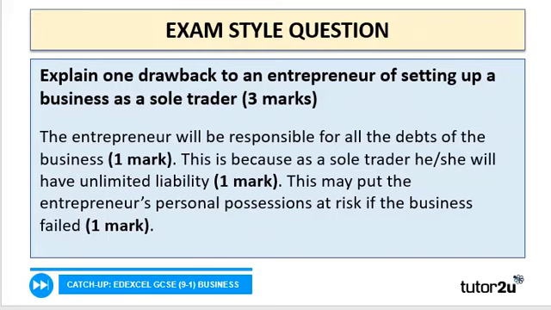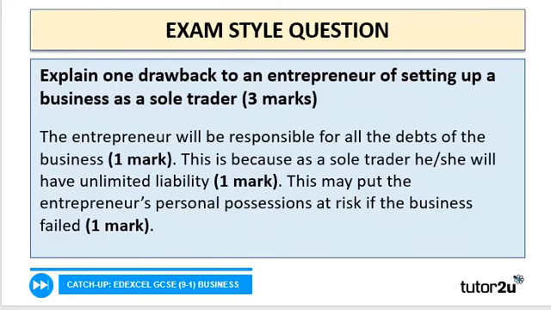Now, you could have turned that around and started with one drawback is that the sole trader would have unlimited liability. This is because the entrepreneur would be responsible for all the debts of the business. It doesn't really matter as long as you are showing explanation. Now in my answer here, we then have the 3rd mark coming from this may put the entrepreneur's personal possessions at risk if the business failed.